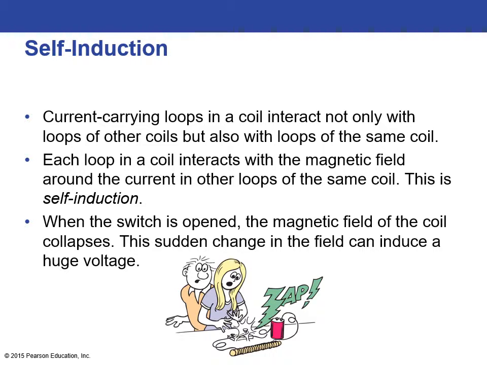Let's look at self-induction next. Current-carrying loops in a coil interact not only with loops of other coils, but also with loops of the same coil. So each loop in a coil interacts with the magnetic field around the current in other loops of the same coil. This is called self-induction. When a switch is opened, the magnetic field of the coil collapses. The sudden change in the field can induce a huge voltage.